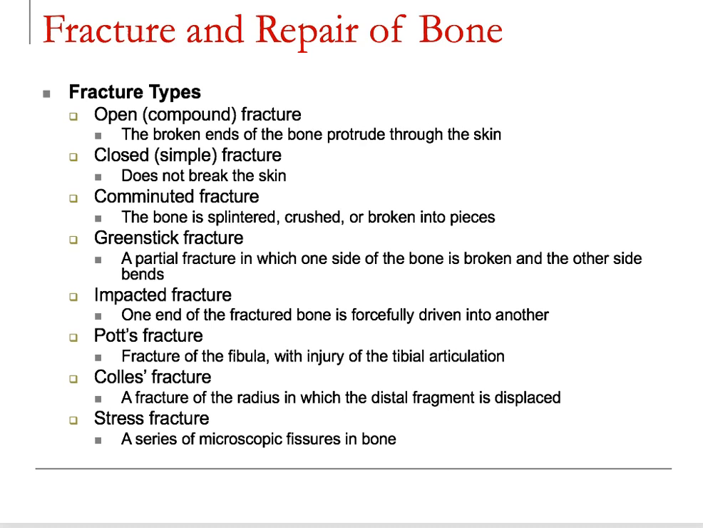And now we're just going to take a couple of minutes to look at what happens to bone when it breaks. I'm not interested in you guys learning the different types of breaks. Compound fractures, closed simple fractures, where you actually have bone that's splintered, crushed, or broken into pieces. Think hand underneath something really heavy. Green strip fracture, where it's broken on one side and the other side bends. Think of your tibia and your fibula when you get into a car accident. Impaled fracture, where fractured ends are forcefully driven into one another. I have a great story about that.